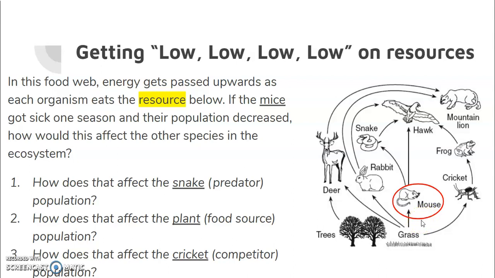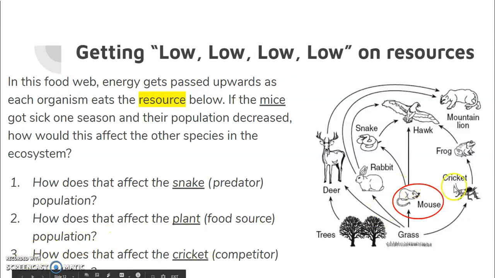However, this time the grass has 4 different arrows pointing away from it. So the grass is still consumed by the deer, the rabbit, and the cricket. If the mice disappear, the grass still has 3 predators that will be consuming it, so it might not be affected as significantly as the snake.